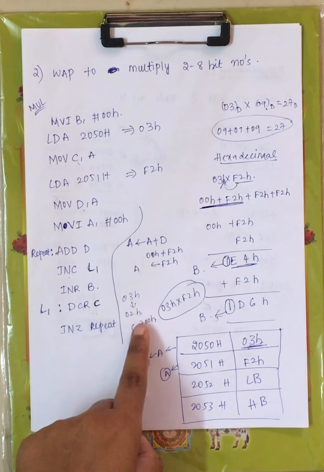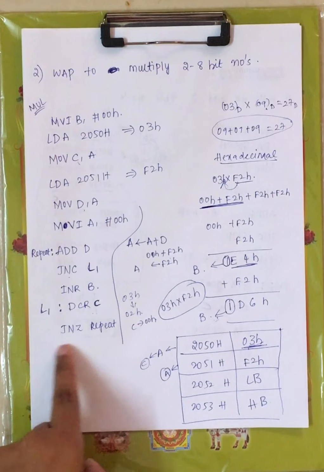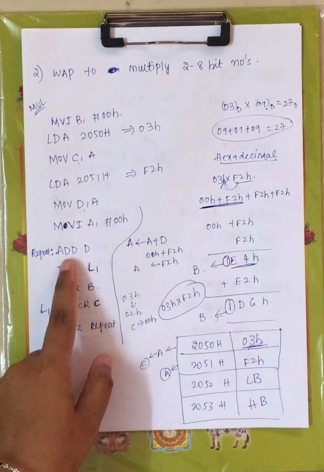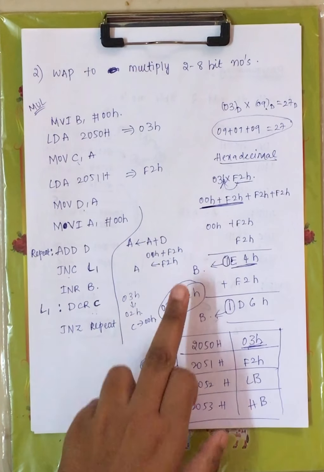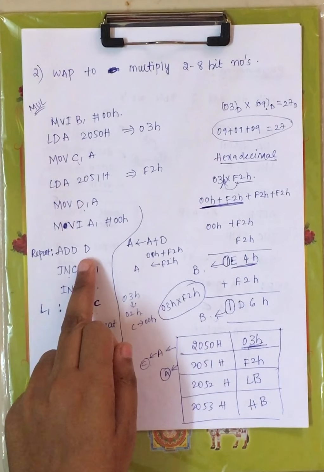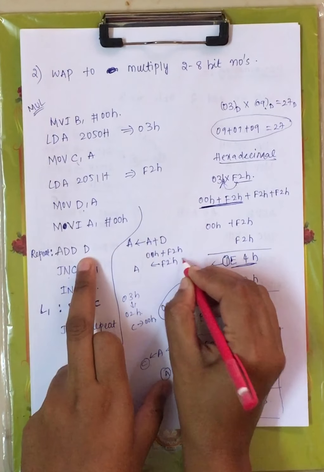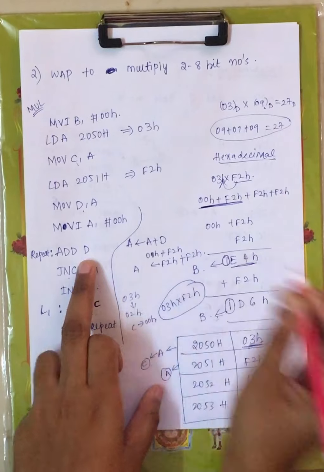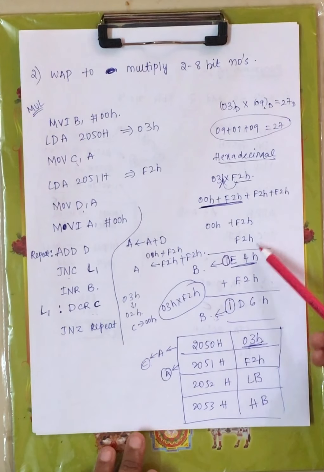Now decremented by 1 time you are getting 02H. This is not 0. Since it is not 0, it will jump to this instruction, ADD D. Initially it is F2H. Again the contents of A are added with F2H. F2H plus F2H, what is F2H plus F2H?